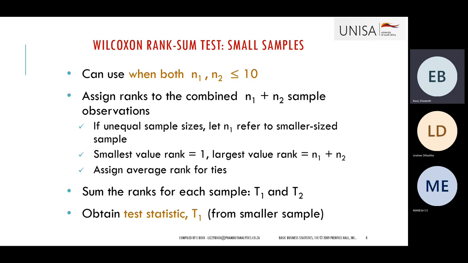Then when there are ties, let's say there are two positions with values that are the same, let's say it's 30 and 30, they follow one another. What we do in terms of that, then we take the rank ties. So it means you're going to say that one is 3.5 and the other one is 4.5, something like that. So it will take the rank ties. And the sum of the ranks for each sample, so you will have sample 1 and sample 2, you will label them as T1 and T2. So those will be your ranks.